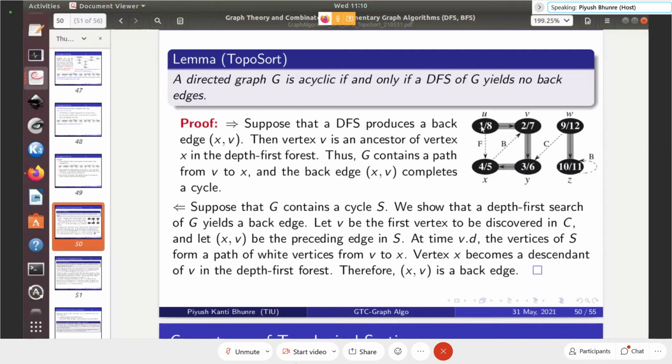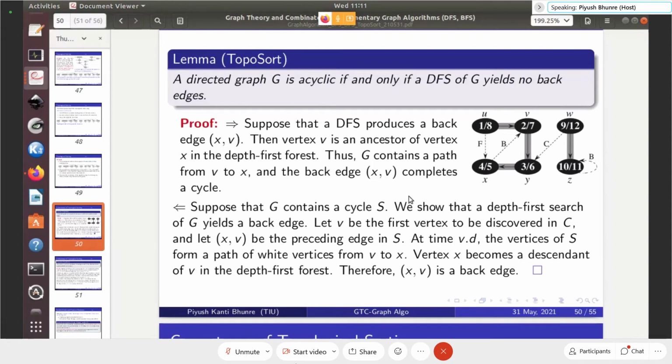So x is a reachable vertex from u, v is also a reachable vertex from u, and they have different discovery times. So this gives you basically a back edge. If you just complete this as v y x, that completes a cycle. So v is an ancestor of x, x is a descendant of v, right? In such cases there is a cycle.